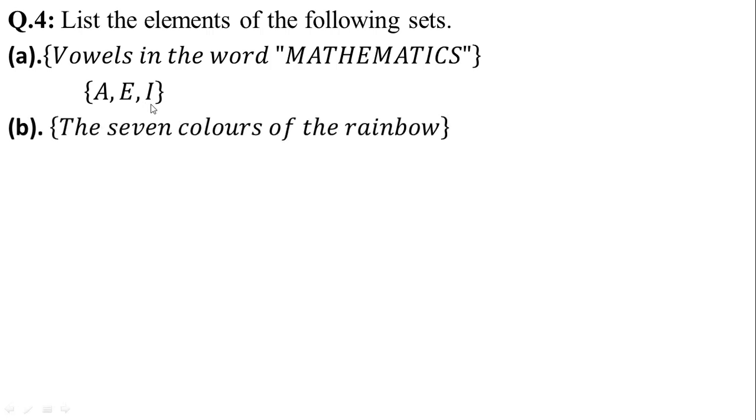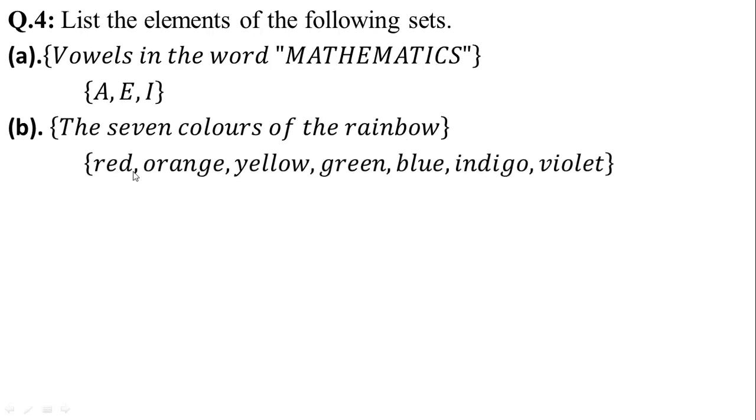Now in part b, the seven colors of the rainbow. We can write in set notation the seven colors of the rainbow. These are red, orange, yellow, green, blue, indigo and violet. These are the seven colors in a rainbow.